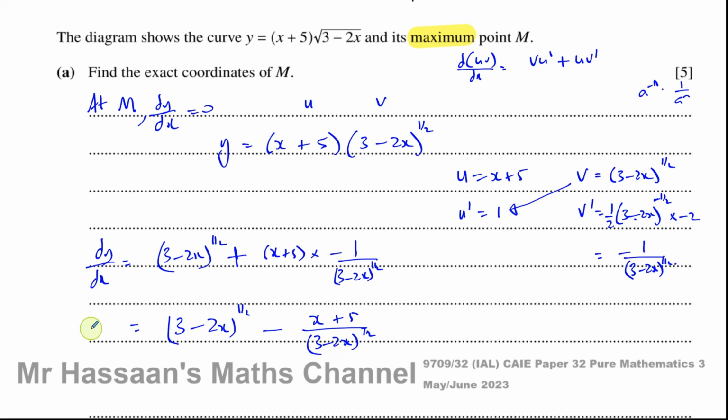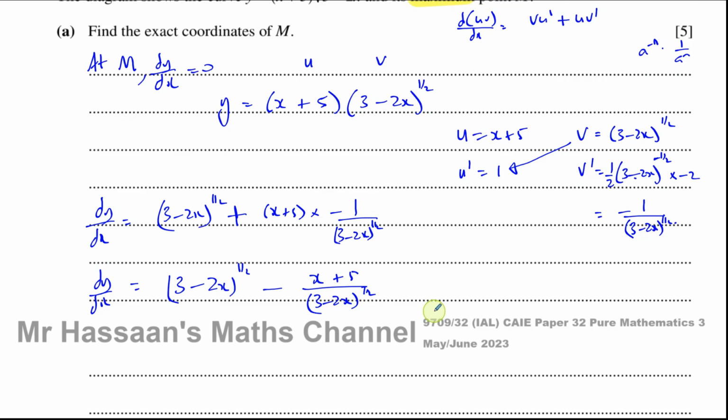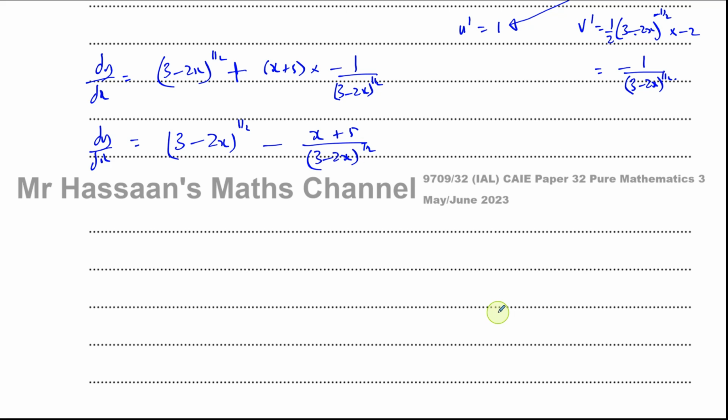So that is the expression for the gradient function. Now we know at M the gradient function is going to give us a value of 0. If I equate this to 0, that will tell us the coordinates of the point M.